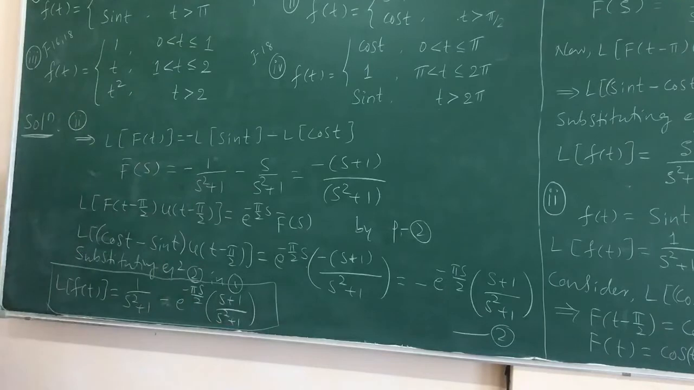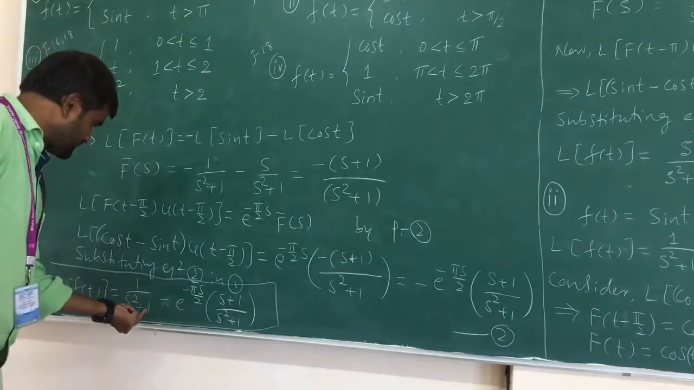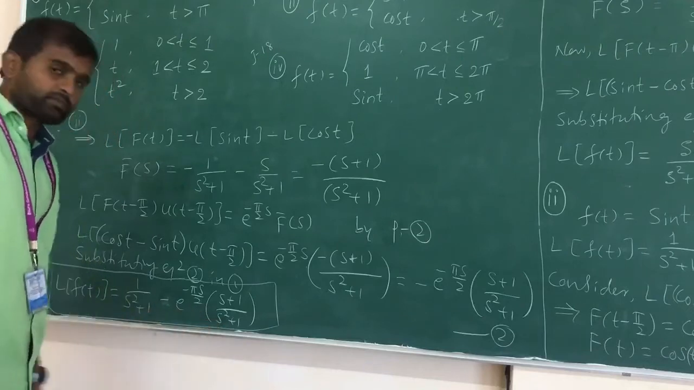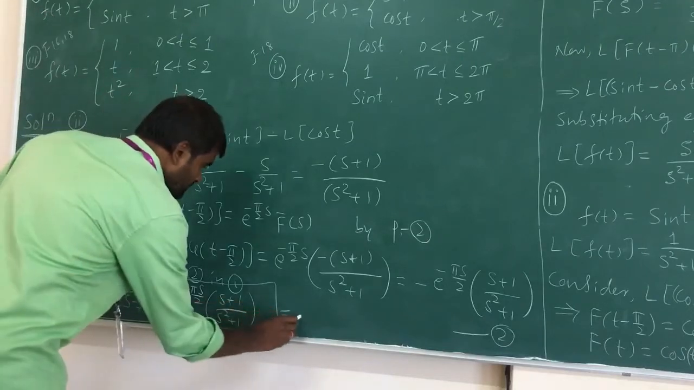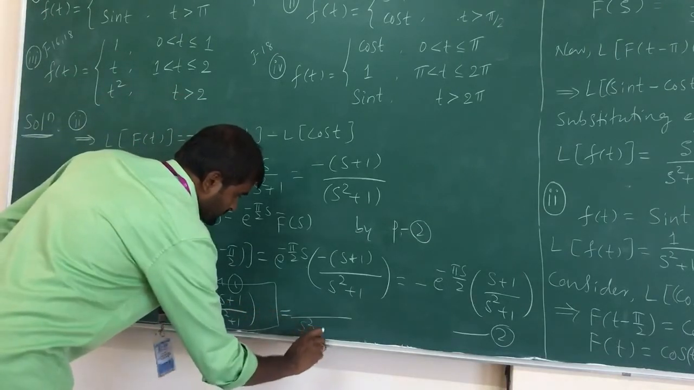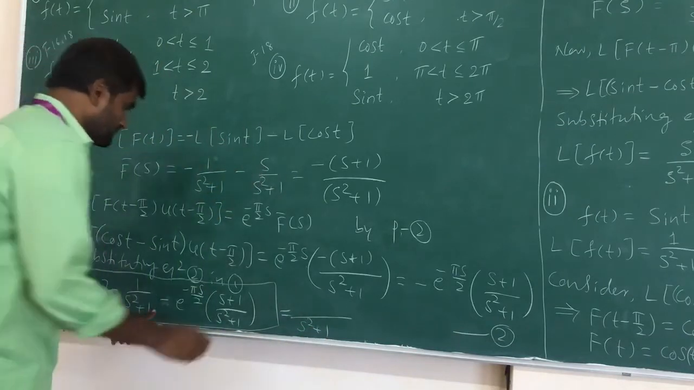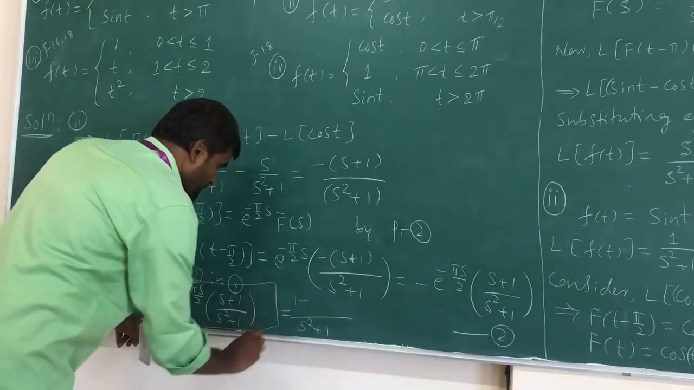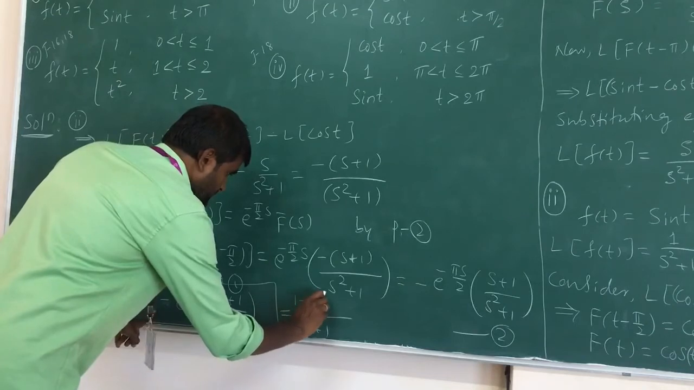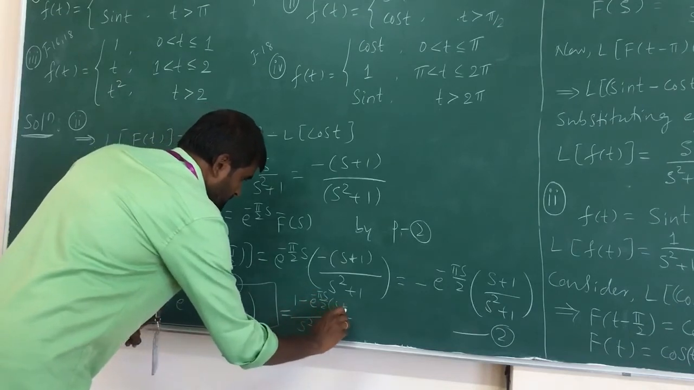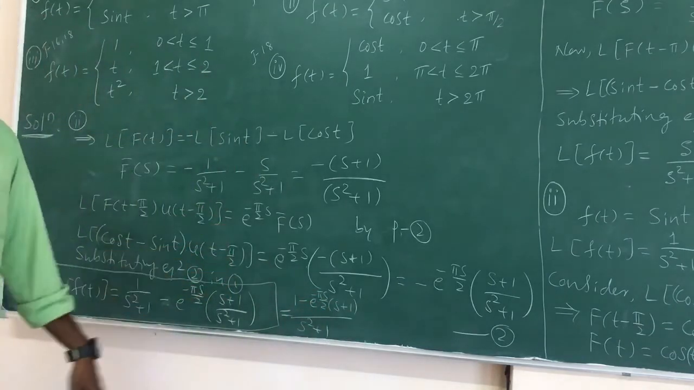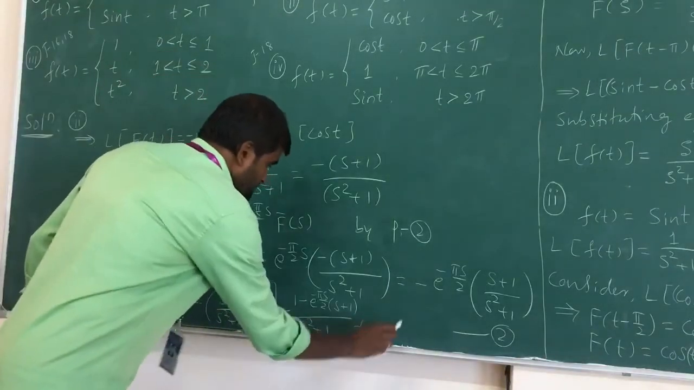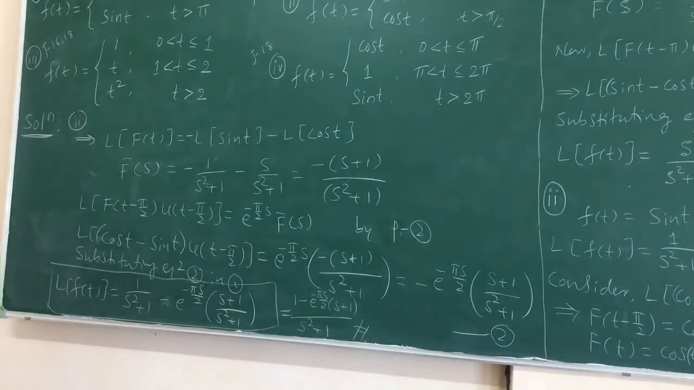If we want any more simplification, we can do it here: s square plus 1 in the denominator, then 1 minus e raised to minus pi s by 2 into (s plus 1). This is correct. This is the answer of the second example.